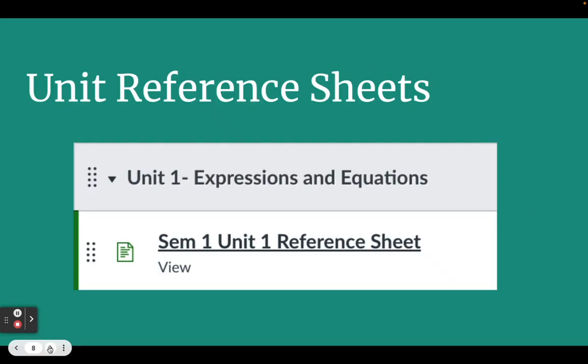Just as a reminder, I have unit reference sheets. At the beginning in your Canvas course, you'll see Unit 1, and then we'll have a semester, whatever, and there will be a reference sheet that will take you to a place that has all these theorems that we're talking about, pictures, examples. So I encourage you, you could print out those reference sheets and use them.